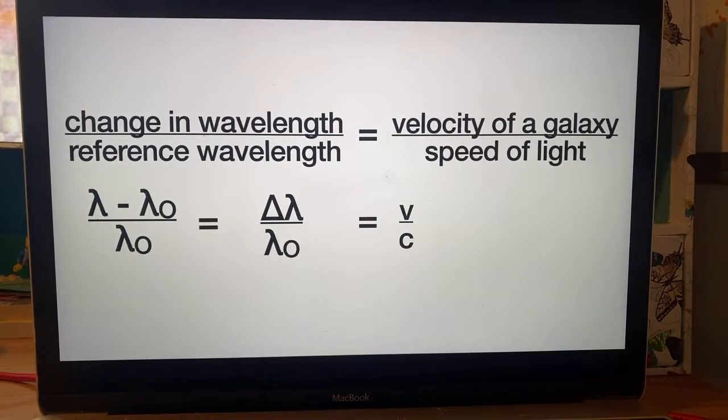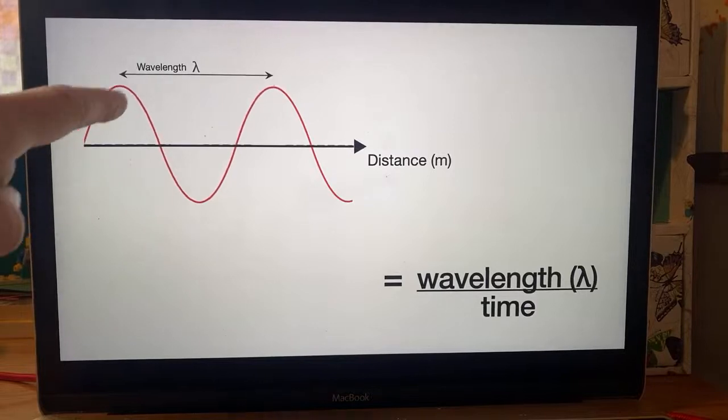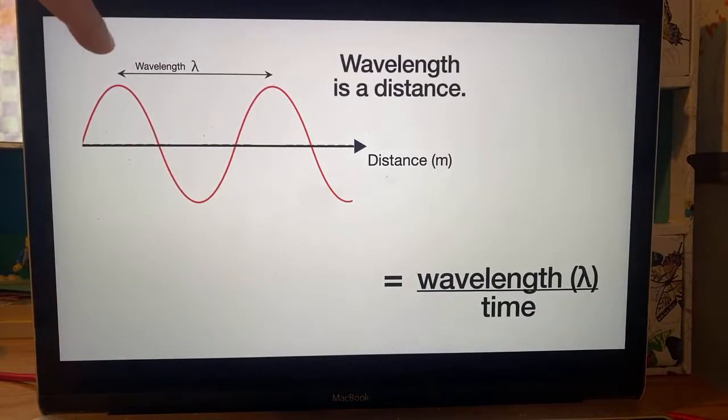Okay, are you ready? So, you remember wavelength from yonks ago, our lessons about waves? If you don't remember wavelength, it doesn't matter. Here it is on the board for you. This is a wave. And the wavelength, it's a distance, okay?